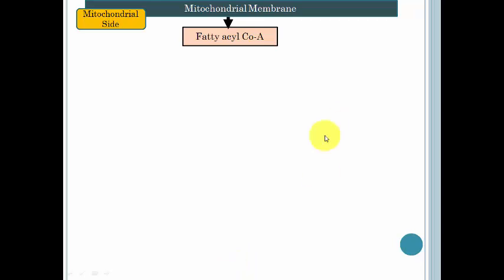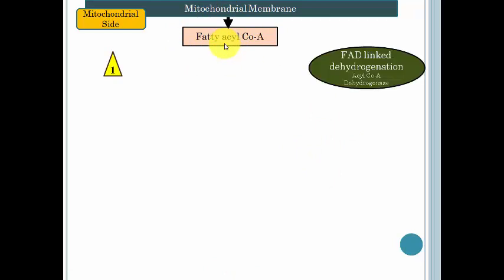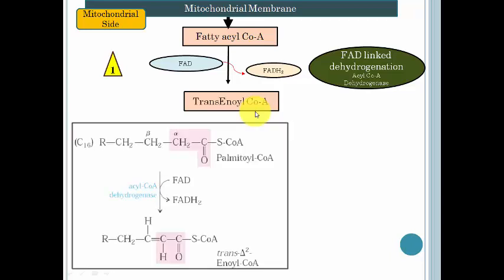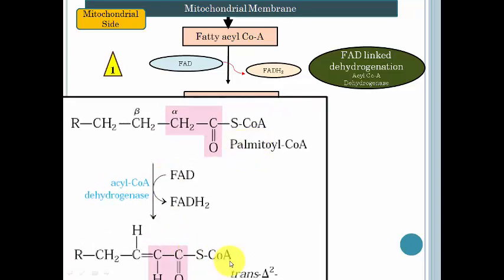This is the fatty acyl CoA which has entered into the mitochondria. The first step in beta oxidation is FAD linked dehydrogenation. The enzyme which is used is known as acyl CoA dehydrogenase. The cofactor which is used is FAD, which is converted to FADH2, and the product which is formed is trans enoyl CoA. When we talk about palmitic acid, here you can see palmitoyl CoA will be converted to trans enoyl CoA. Here you can see 2 hydrogens are released which bind to the FAD and form FADH2, and now there is a formation of a double bond at the alpha carbon.